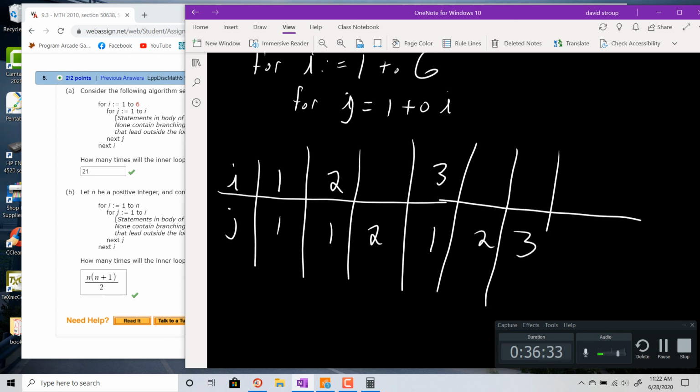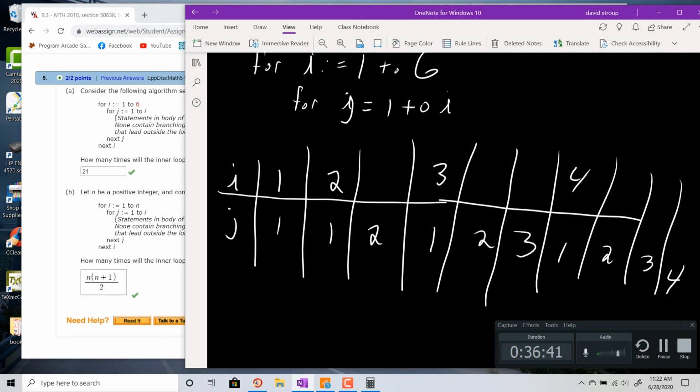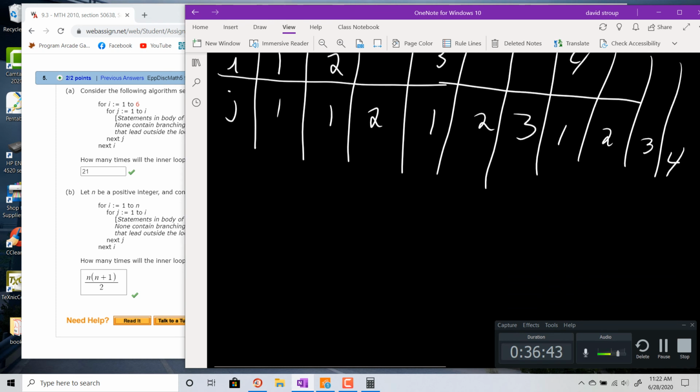And then when i goes to 4, j will have to go 1, 2, 3, 4, etc. Okay. So what's happening is we have to add all these up. There's 1 of those, 2 of those, 3 of those, 4 of those. There'll be 5 for the 5th loop, and then 6 for the 6th loop. Okay. And you could literally write them all out if you wanted to, but at the end of the day, it's going to be just the sum of the first 6 numbers.